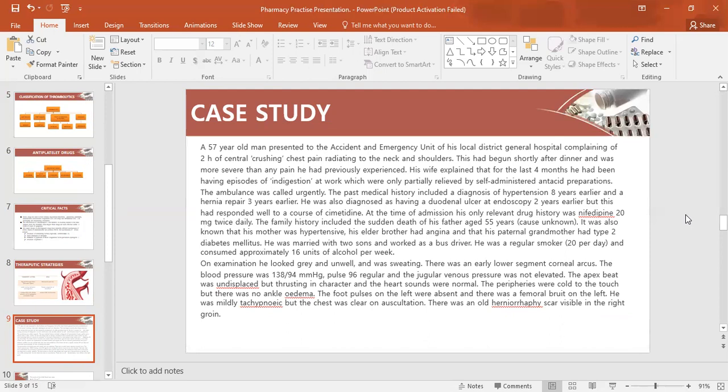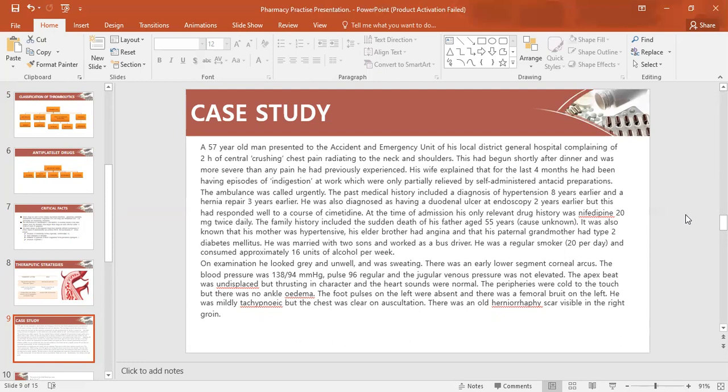The ambulance was called urgently. The past medical history included a diagnosis of hypertension 8 years earlier and a hernia repair 3 years earlier. He was also diagnosed as having a duodenal ulcer at endoscopy 2 years earlier, but this had responded well to a course of cimetidine. At the time of admission, his only relevant drug history was nifedipine, 20 milligrams twice daily.